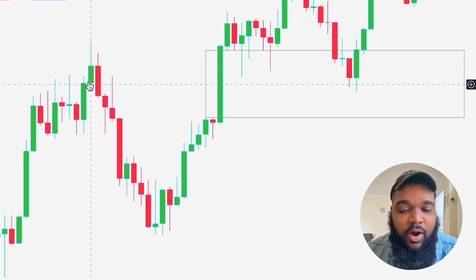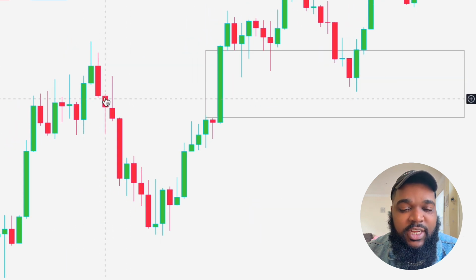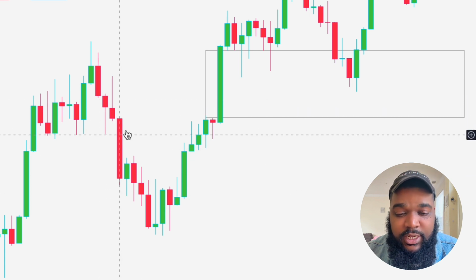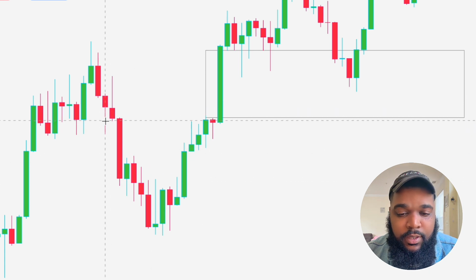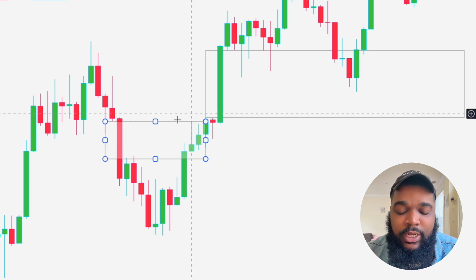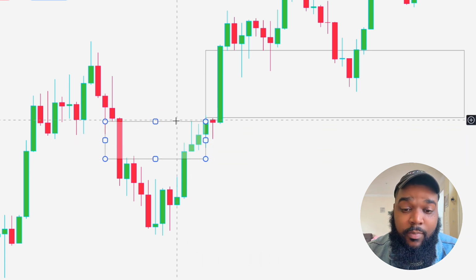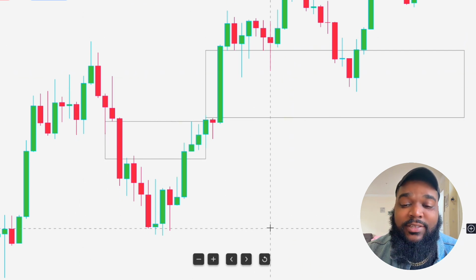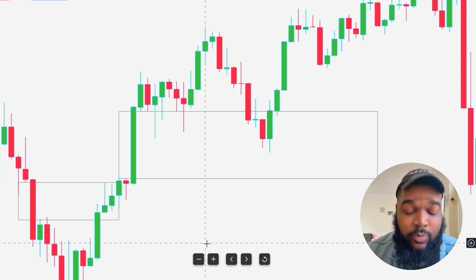A fair value gap is when price is moving so fast that it leaves what they call an imbalance. So if you guys can see all the other candles, they're all touching each other, from wick to body. They're all touching, except for this one right here. But as you guys can see, price came back to that and ran right through it. Whenever there's a fair value gap in the market, price has to come back to it. That is the rule of trading. It has to come back.